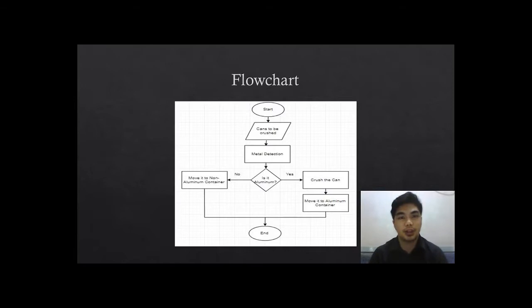Hello everyone, I'm Kenneth Yap and I will be discussing the flowchart and the decision matrix. For the flowchart, a can must be inserted in the aluminum crusher in order for the system to start the process. Once a can is inserted, using a proximity sensor, the system would detect if the can is aluminum. If the can is aluminum, the system would begin to crush the can and then move the crushed can into the aluminum container. If the can is not aluminum, the system would move it to the non-aluminum container.